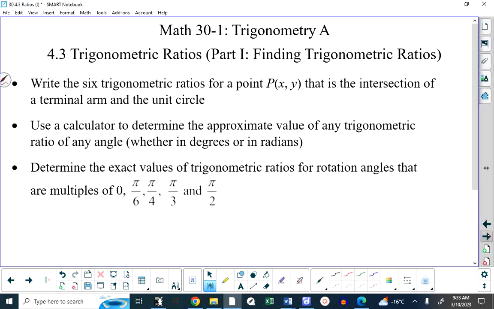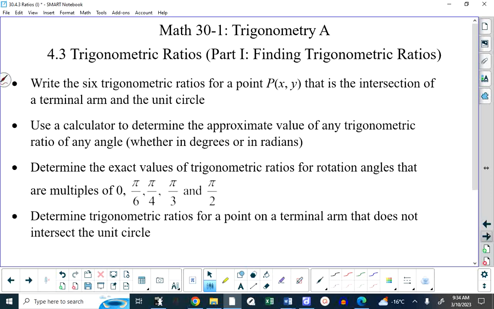And then we're going to be going back to the unit circle and determining exact values of trigonometric ratios for any rotation angle. For example, you should be able to figure out that the sine of 315 degrees is negative root 2 over 2. Or that the cosine of, no, we'll go 5 pi over 6, that the cosine of 5 pi over 6 is negative root 3 over 2. That's going to be not only just useful, but mandatory to know those things.